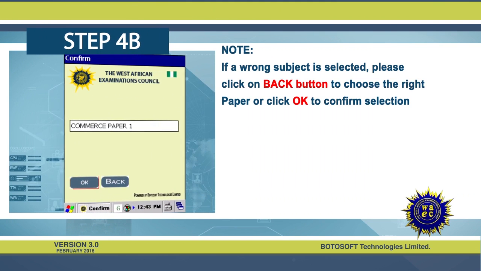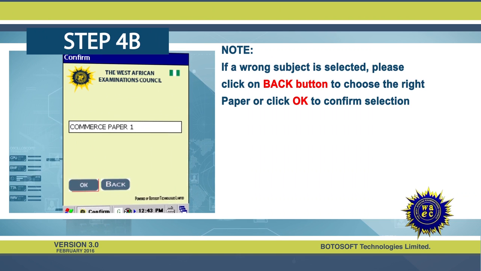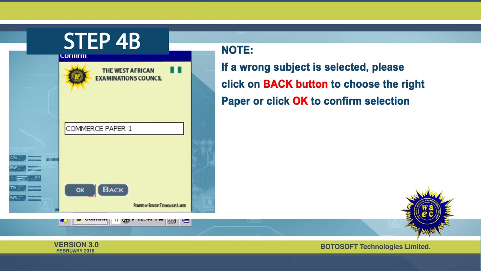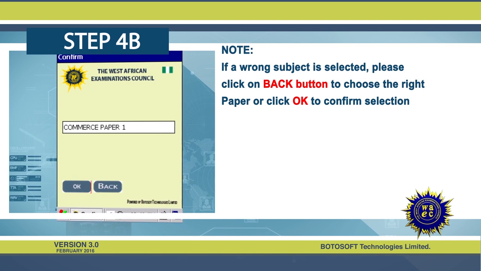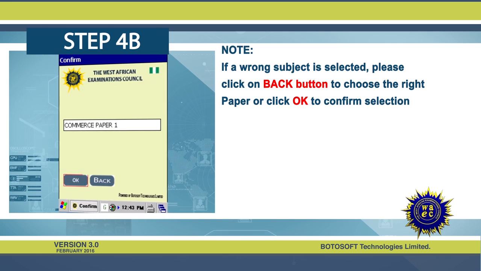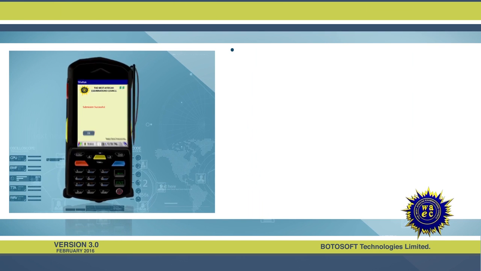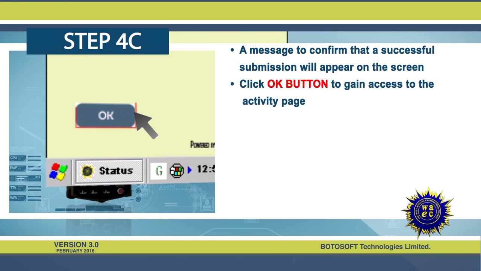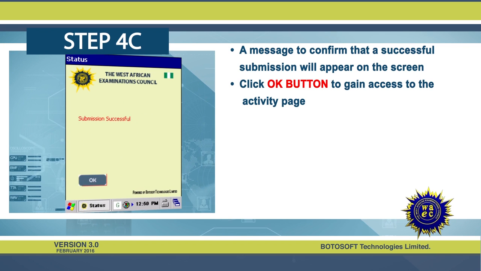Step 4B. Note: if a wrong subject is selected, please click on Back button to choose the right paper or click OK to confirm selection. Step 4C. A message to confirm that a successful submission will appear on the screen. Click OK button to gain access to the activity page.